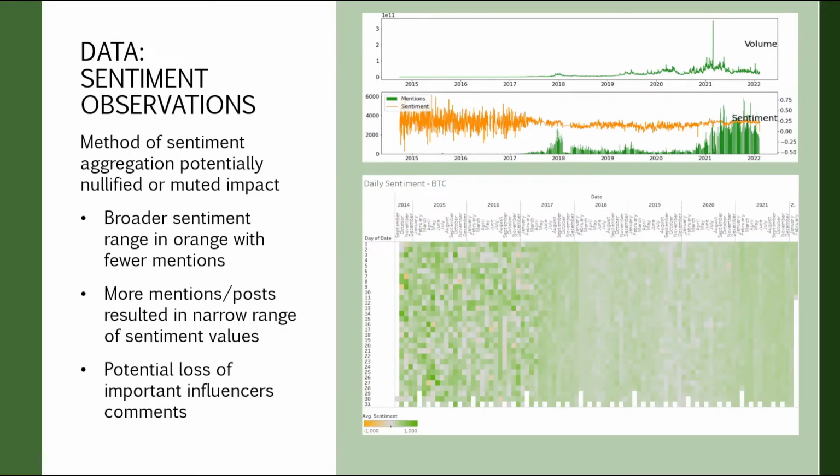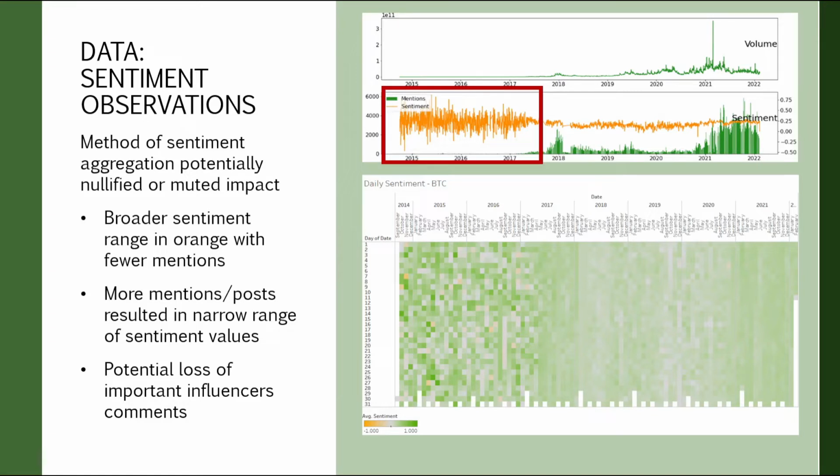There were some important observations with regard to sentiment. There was a real concern about the aggregation approach utilized and that perhaps it mollified, softened, or muted the impact of some of the relevant sentiment. So looking at Bitcoin, for example, in the uppermost graph, volume is charted in the second graph, and the top sentiment is represented in orange, again ranging from -1 to 1, and the number of mentions are represented in green.